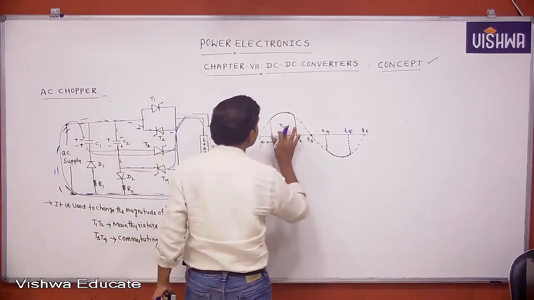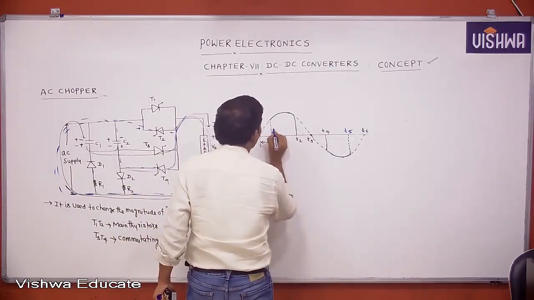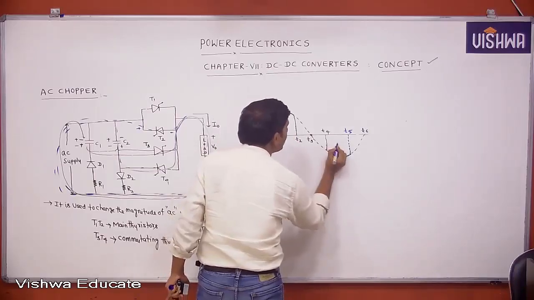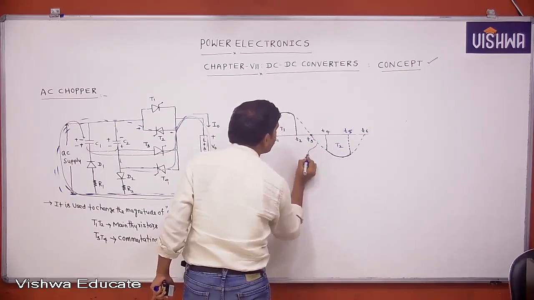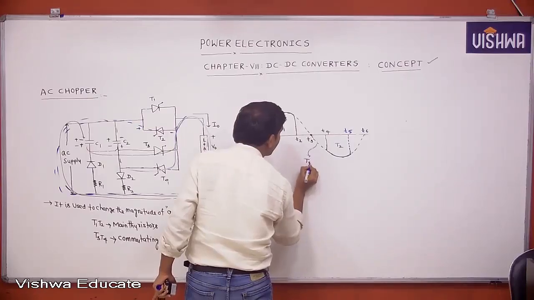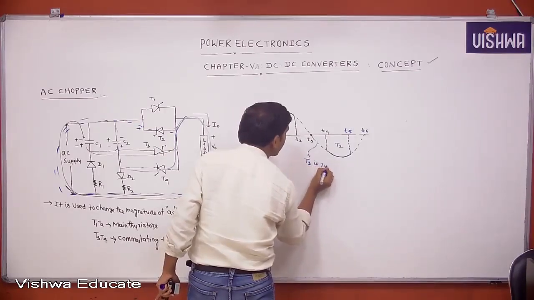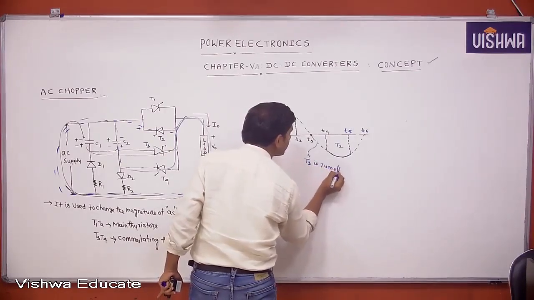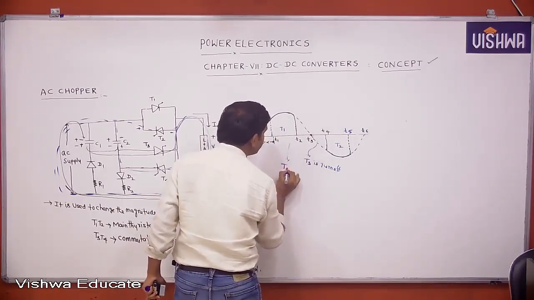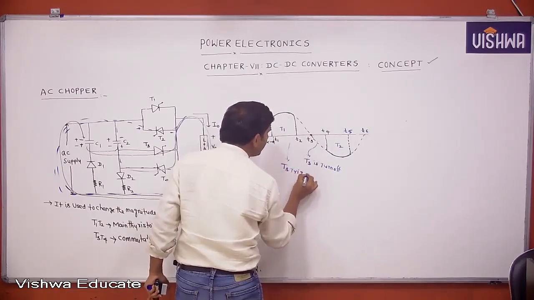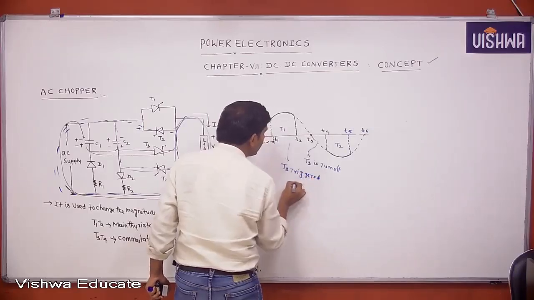Okay, at this instant here T1 is conducting, here T2 is conducting. Here what about T3 instant? T3 is turned off at this instant. Here which is triggered? T3 is triggered and T1 is off.